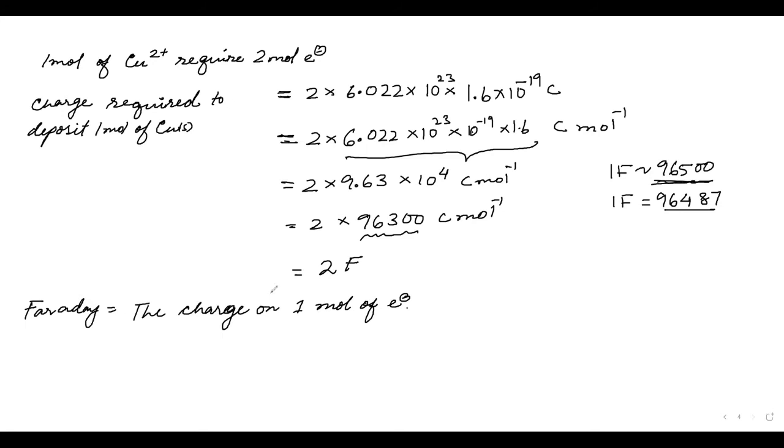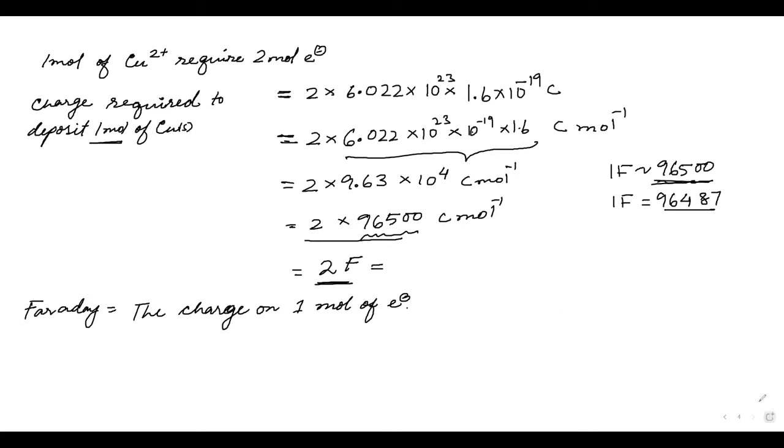Okay, fine, great. So now we know if you want to deposit 1 mole of copper, we need 2 Faradays of charge. If you calculate this, it is 2 into 96487, or approximated to 96500. I wanted to remind you of this Faraday charge. You may recall it in the Nernst equation, where we write 0.059 upon nF. The F there is the Faraday. Okay.